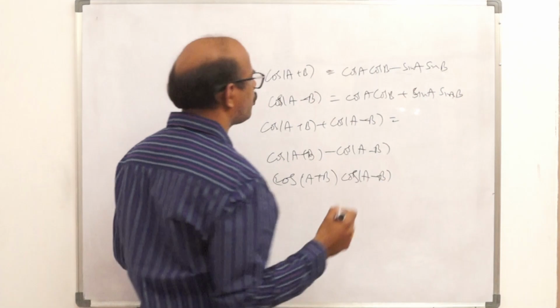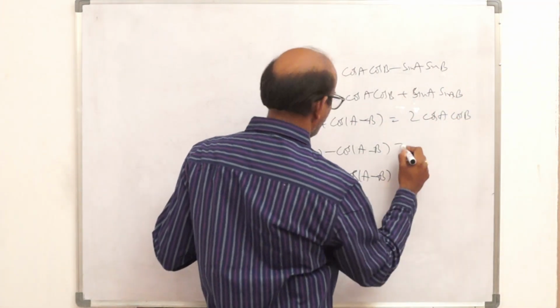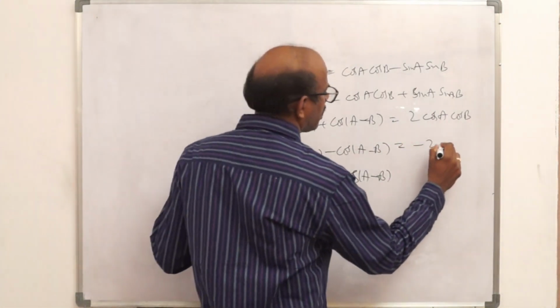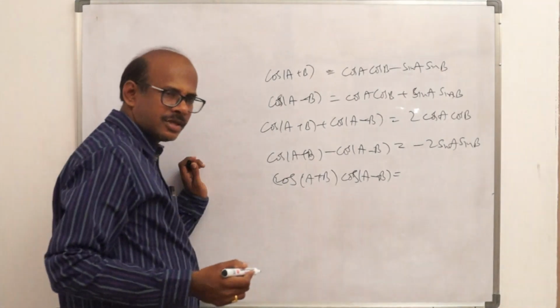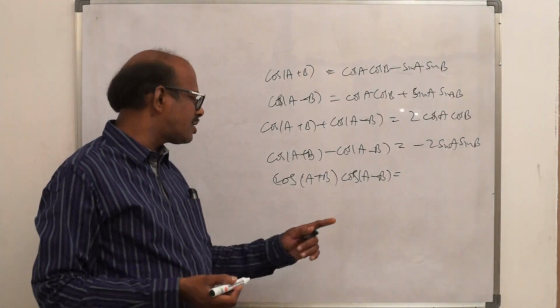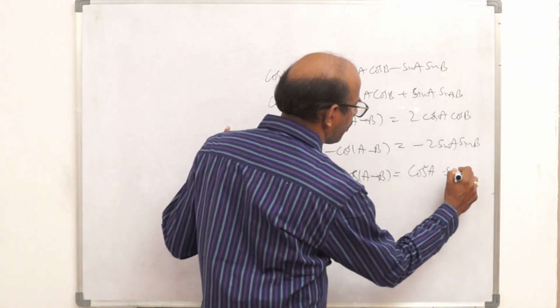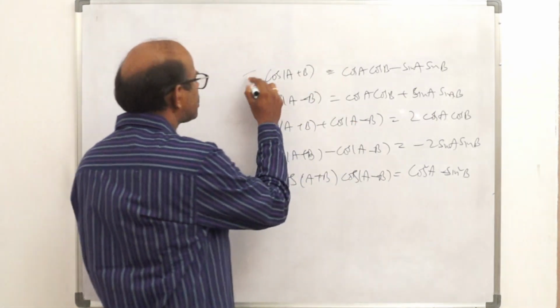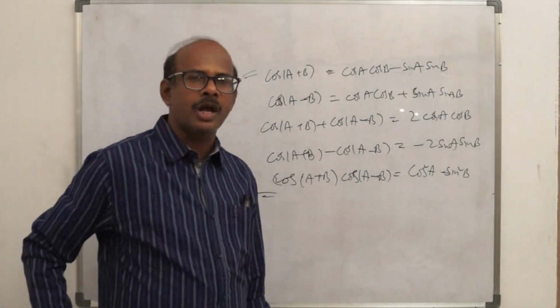If we add the above two formulas, we get 2 cos A cos B. By subtracting, it will be like this: minus 2 sin A sin B. Similarly, in sin of A plus B into sin of A minus B it is sin square A minus sin square B, but here it is not like that, it will be cos square A minus sin square B. My dear students, remember the second set. The first set I already discussed.